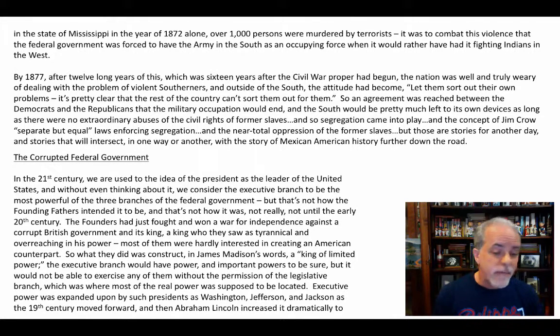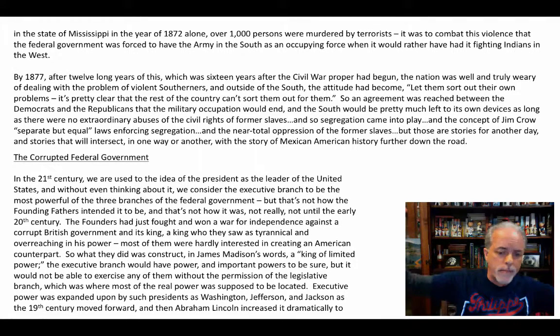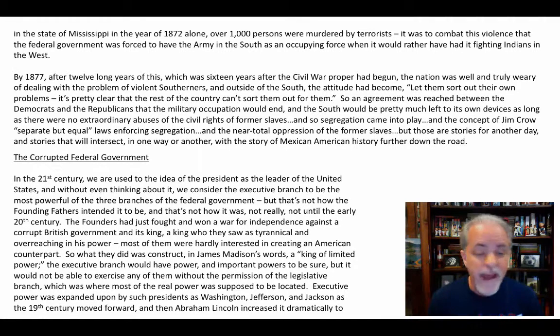The executive branch would have power, and important powers to be sure, but it would not be able to exercise any of them without the permission of the legislative branch, which was where most of the real power was supposed to be located. Congress was supposed to have most of the real power. Executive power was expanded upon, built upon, by such presidents as Washington, Jefferson, and Jackson.